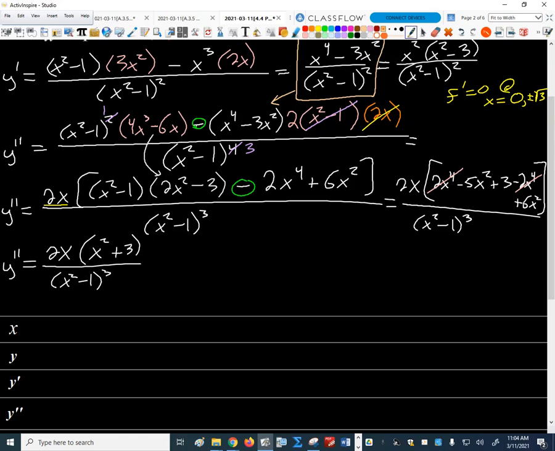Okay, so again, the second derivative is nowhere undefined in our domain, but where is it equal to 0? Type it in chat. Where is the second derivative equal to 0? Now I've got it in factored form.